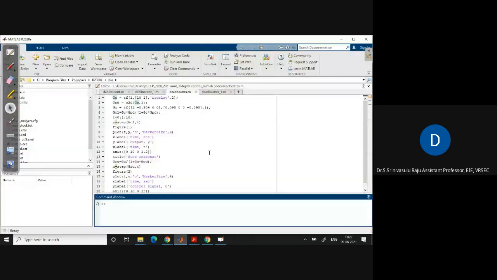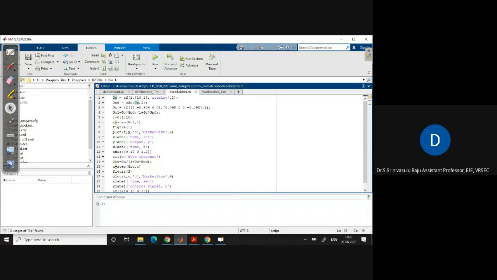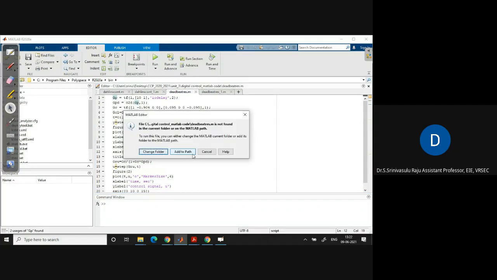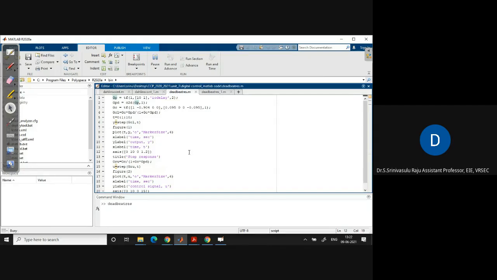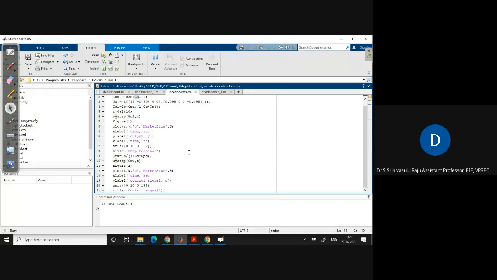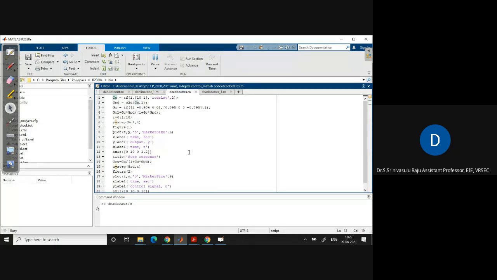So I will try to simulate the deadbeat algorithm in MATLAB, which we have written here. Now you can see this output. Deadbeat. So like this you have to implement it. If you want to go for any algorithm in real time, you have to follow this procedure. And you can simulate the same response in LabVIEW also. It is possible in LabVIEW also.